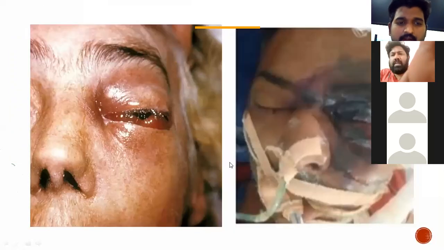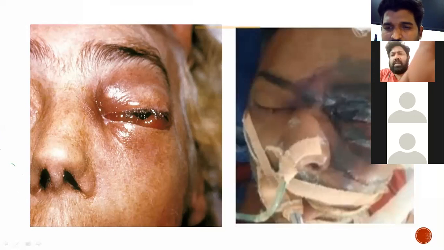So you could see how this rhinocerebral form looks in this patient. You could see there is a unilateral swelling around the eyes, around the left eye. You could see the extensive conjunctival chemosis, the conjunctival edema, and this patient was diagnosed with mucormycosis.